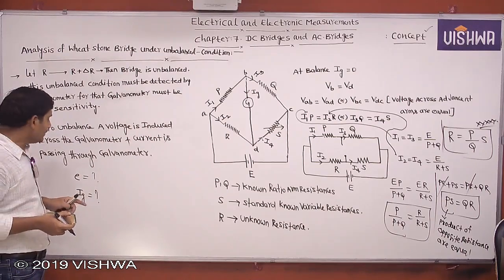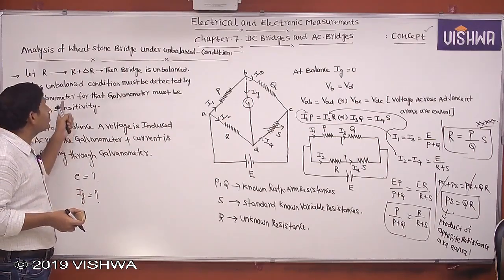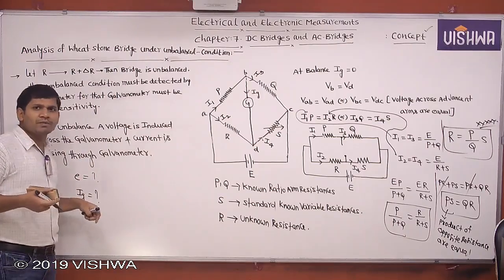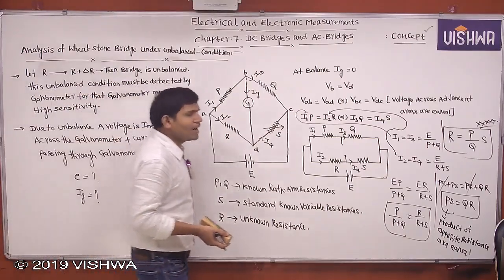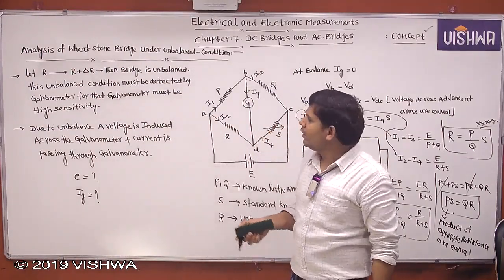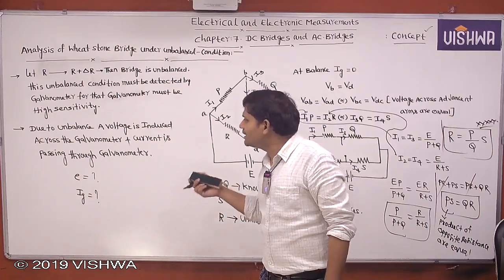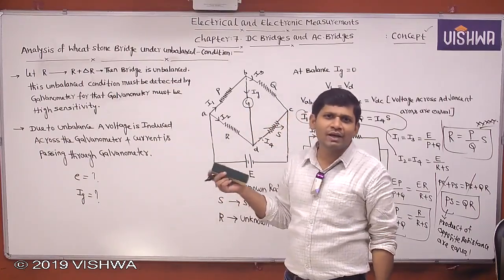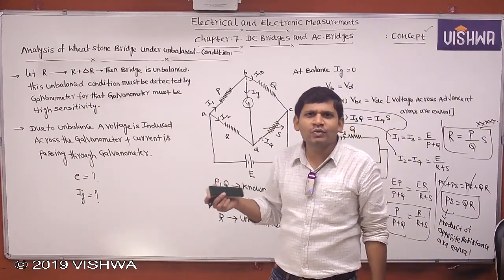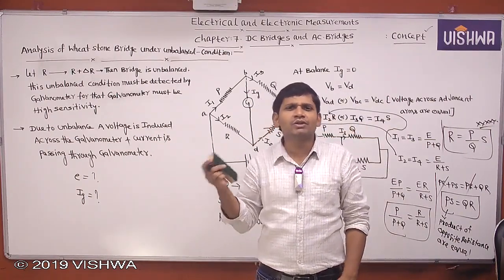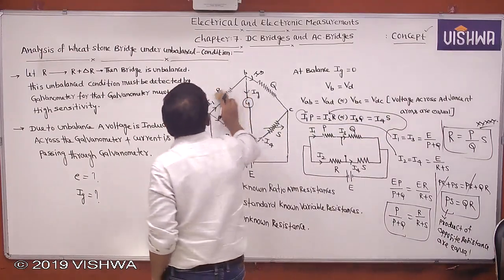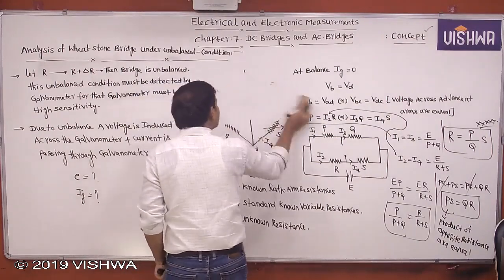Now, the resistance is changing from R to R plus delta R. Because of the change of resistance, the bridge becomes unbalanced. Because of the unbalance, there is a voltage across the galvanometer and a current through the galvanometer. Now you want to calculate the voltage across the galvanometer and the current through the galvanometer. To calculate these, we can apply Thevenin's theorem. Yes, concentrate, apply Thevenin's theorem.